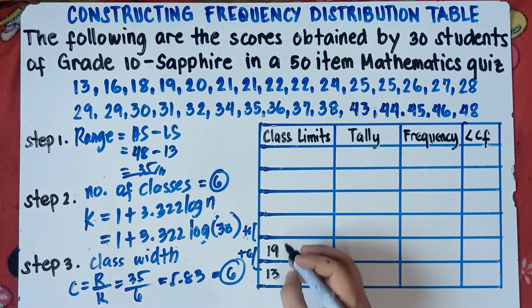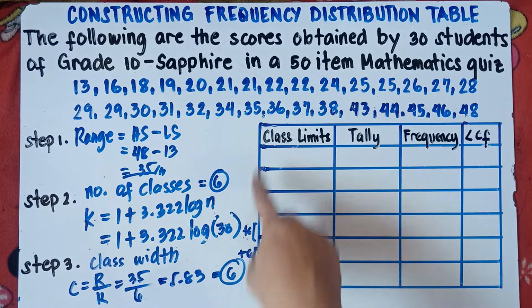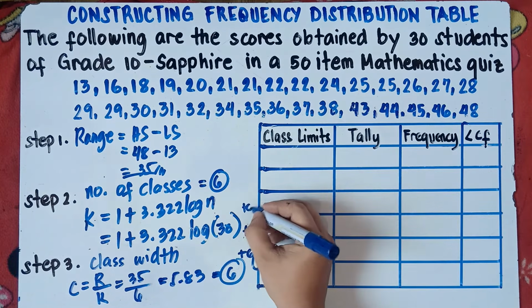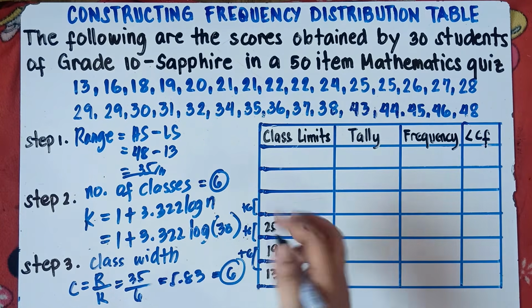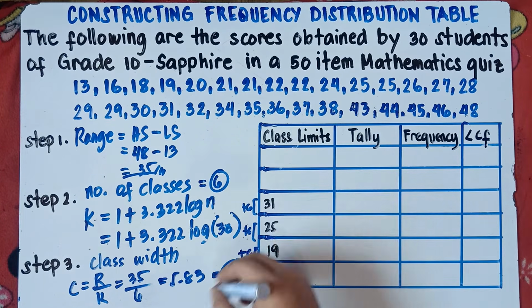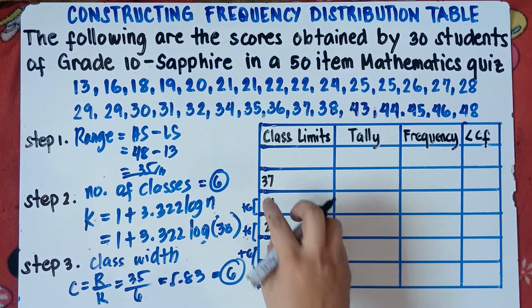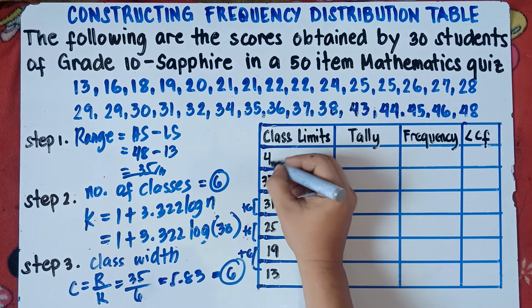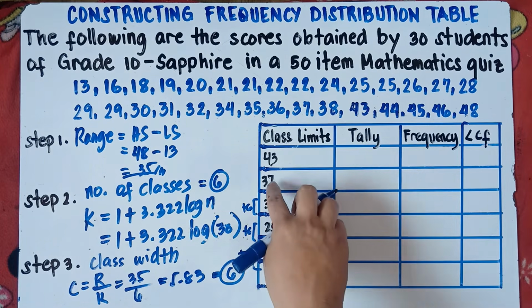19 plus 6, what's the answer, class? That's correct, that is 25. Then once again, you add 6. So plus 6 again. So once again, 6 came from the class width. So 25 plus 6, that is 31. Plus 6 again, 31 plus 6, that's 37. Plus 6 again, 37 plus 6, that is 43. Alright, so 13, 19, 25, 31, 37, 43.